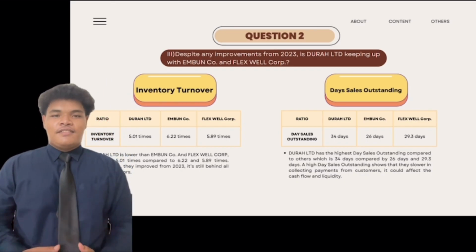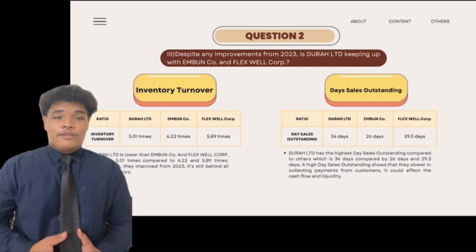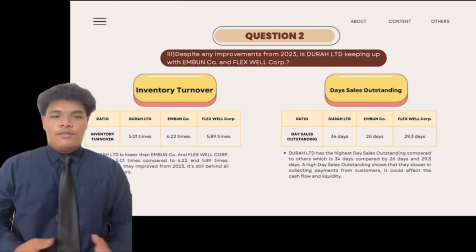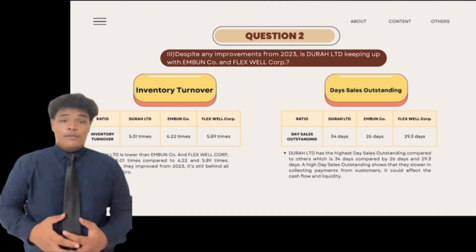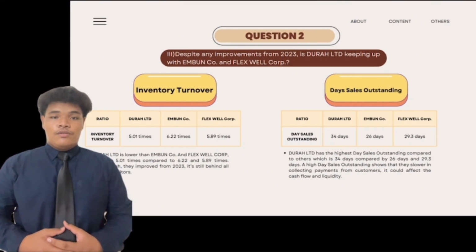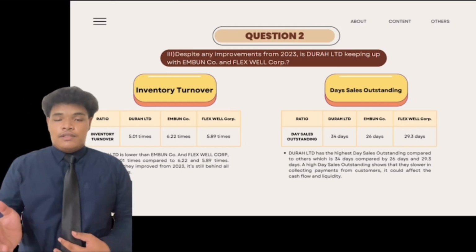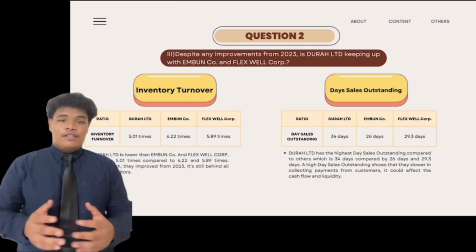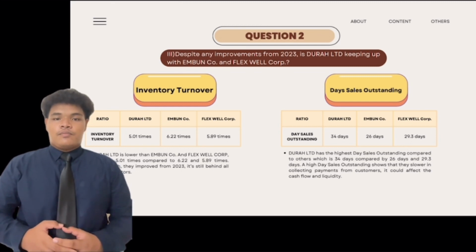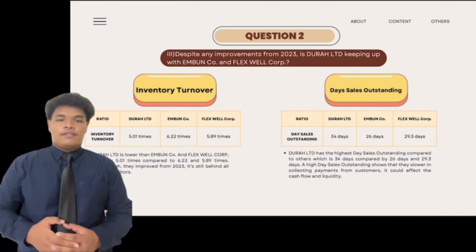The question is, despite any improvement from 2023, is Dura Ltd keeping up with Ambon Co and Flexwell Corp? Well, Dura Ltd has shown some improvement in 2024 compared to its performance in 2023. It's still trailing behind the competitors in key asset management ratios. Let's look at the specific indicators.